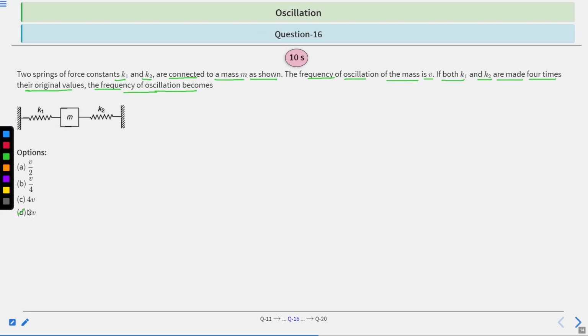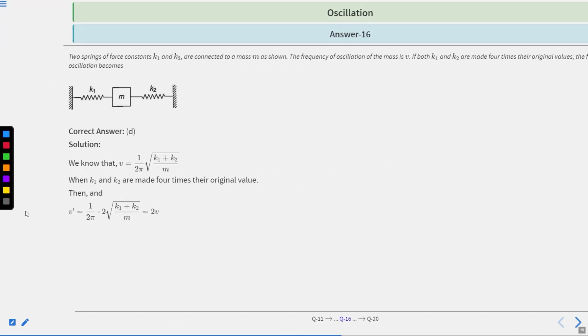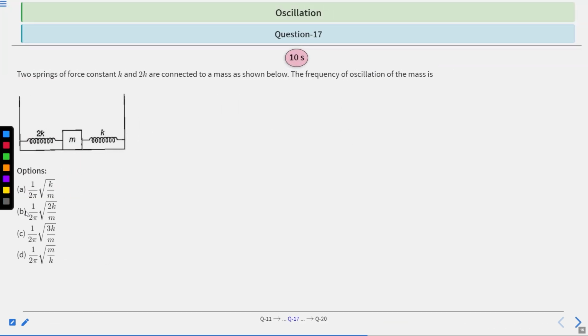Next question, question 17. Two springs of force constant K and 2K. This spring has force constant K and this spring has force constant 2K, and they are connected to a mass. The mass is M as shown below. The frequency of oscillation of the mass is what?